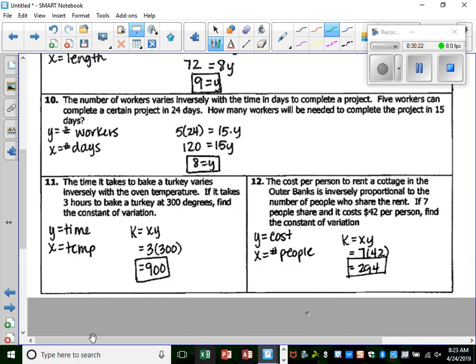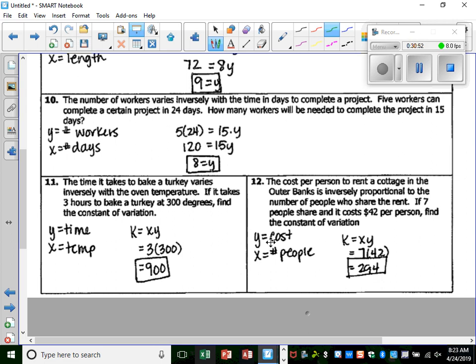All right, and then the last two. The time it takes to bake a turkey, time varies inversely with the temperature. X is temperature. And remember, how do we find k for inverse? We multiply them together. It says if it takes 3 hours to bake a turkey at 300 degrees, find k. So that's going to be 900 for your constant.